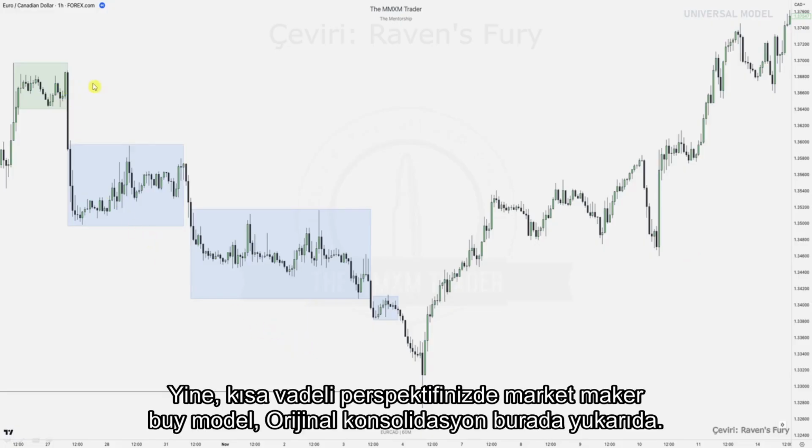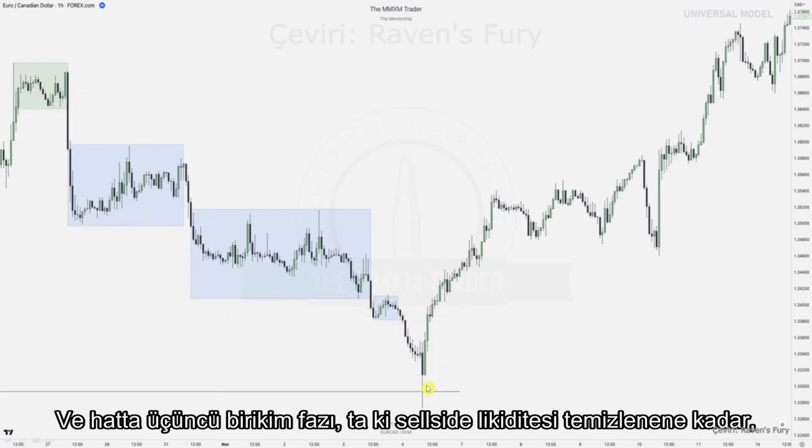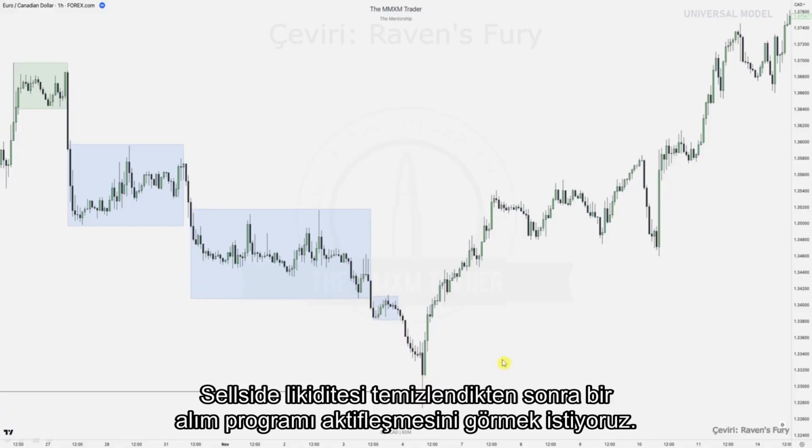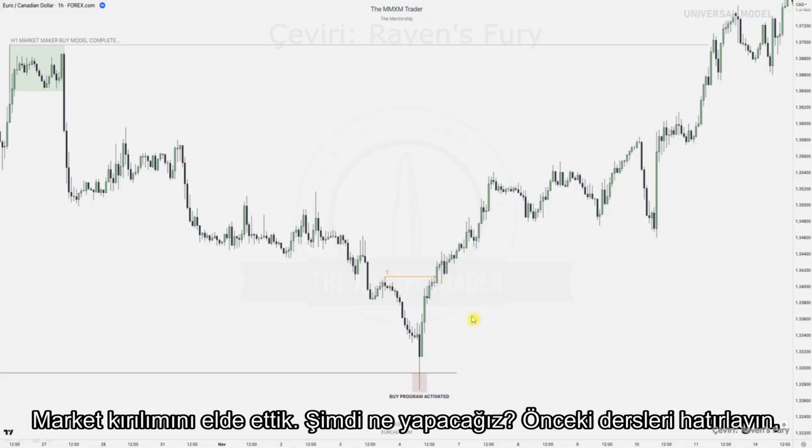Again, market maker buy model on your short-term perspective, right? So original consolidation up here, accumulation phase number 1 over here, accumulation phase 2, and even a third accumulation phase until we purge that sell side liquidity, right? Now we want to see a buy program activated after we purge that sell side liquidity. So buy program activated, right? Below an old low, we've got that break of structure.